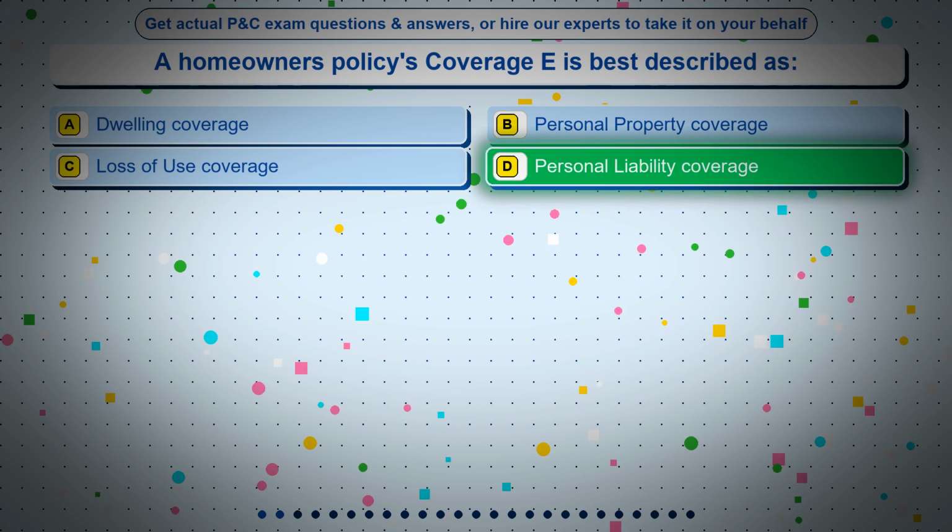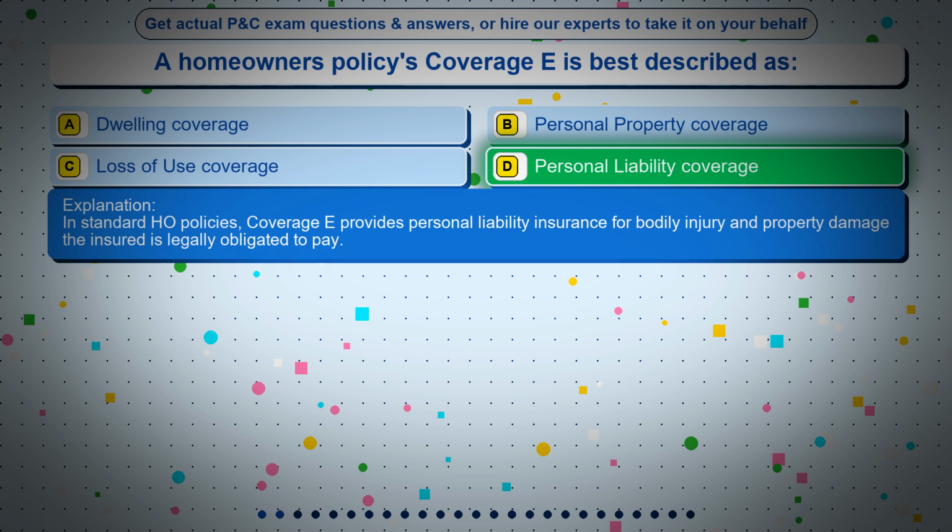Personal liability coverage. In standard HO policies, coverage E provides personal liability insurance for bodily injury and property damage the insured is legally obligated to pay.